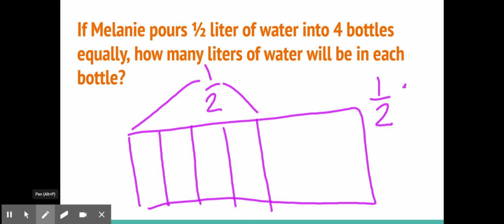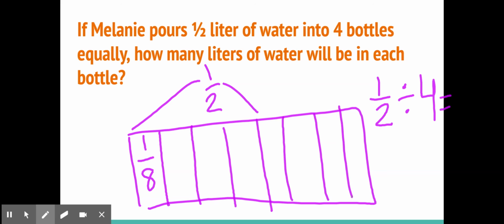So I have half. I'm pouring it or separating it into 4 equal pieces. How much is going to be in each piece? Well, I know that this is going to become 1/8 because this one, if I continued it, would be 1/8. 2 times 4 is also 8, so I know that it's going to be 1/8.